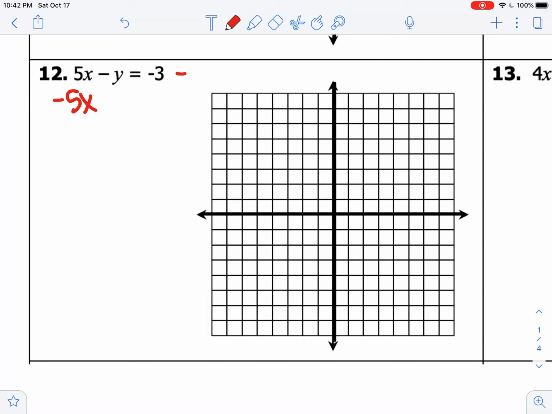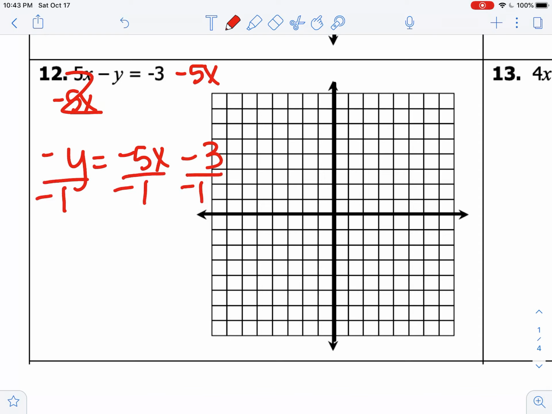Okay, getting y by itself, we're going to subtract 5x from both sides. That becomes a 0 pair. We're left with negative y equals negative 5x minus 3. Again, we're switching all of these by dividing by negative 1 for each thing. If you notice, there's kind of a theme going on over here, that having to divide by that negative 1. I wonder if I'm trying to give you a hint about something.